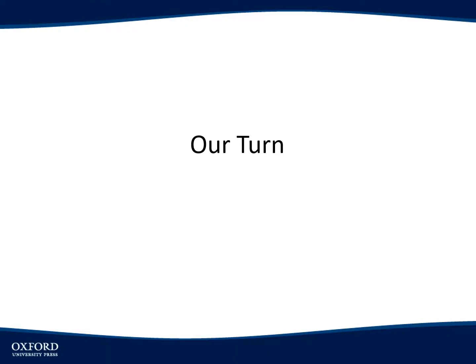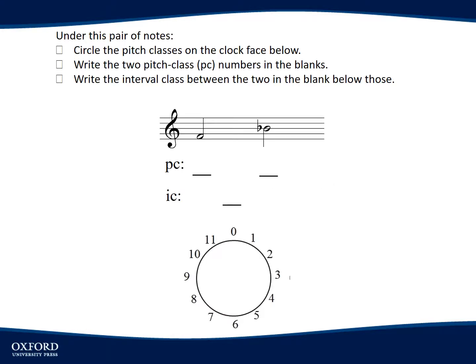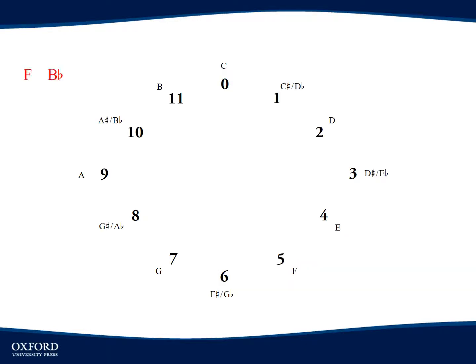Your turn. This video will demonstrate how to find the interval class between two given notes. The two notes in this example are F and B flat. The first step in finding the interval class is to find the pitch classes, so we'll first circle them on the clock face. Let's zoom into a bigger clock face, which will be handy when we move to the final step. Our notes again were F and B flat.